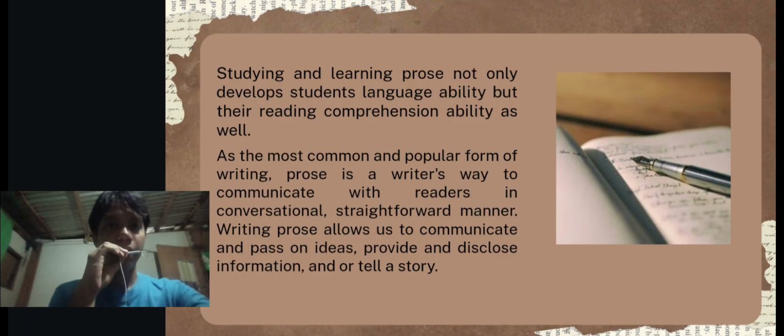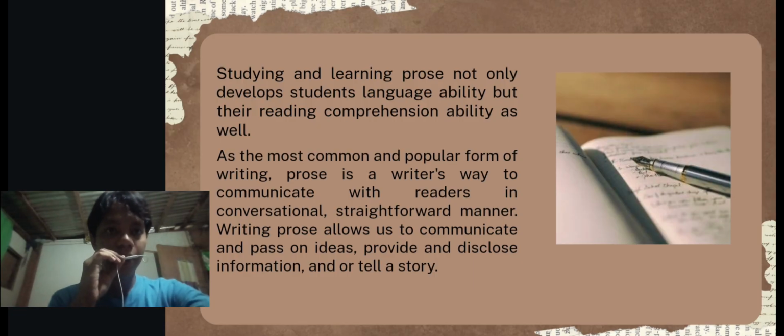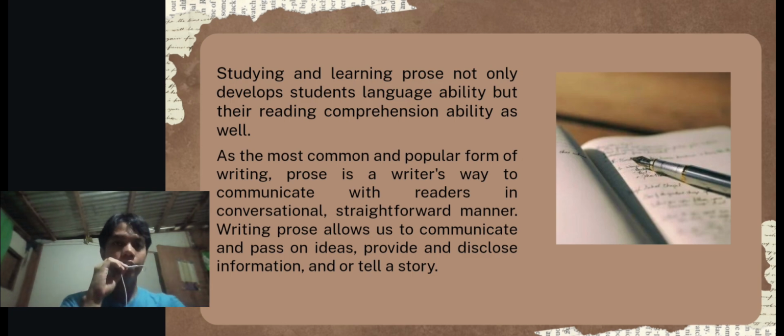So now, as the most common and popular form of writing, prose is a writer's way to communicate with readers in a conversational, straightforward manner. Writing prose allows us to communicate and pass on ideas, provide and disclose information, and or tell a story. It is a literary device where most writers are comfortable conveying ideas or feelings. Writers prefer prose because it's flexible. You can use it to explain, inform, argue, or tell a story. There are no rules about rhyme or meter, right? So writers can focus on meaning and emotions, right?